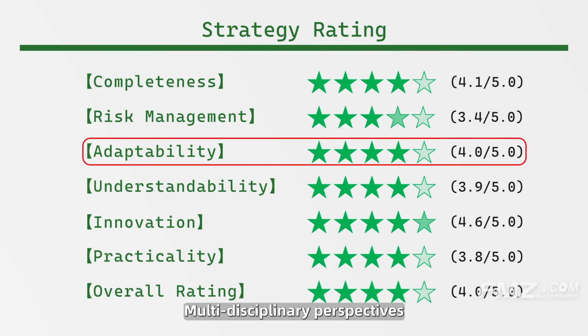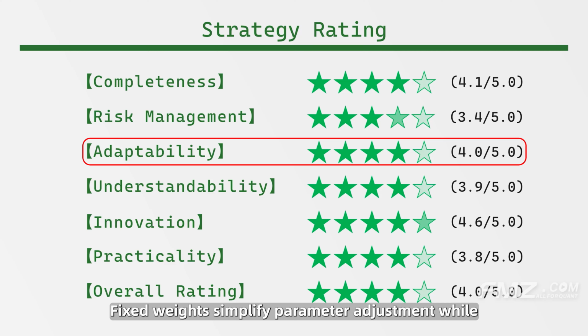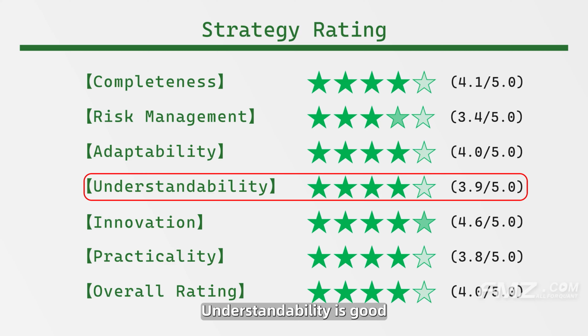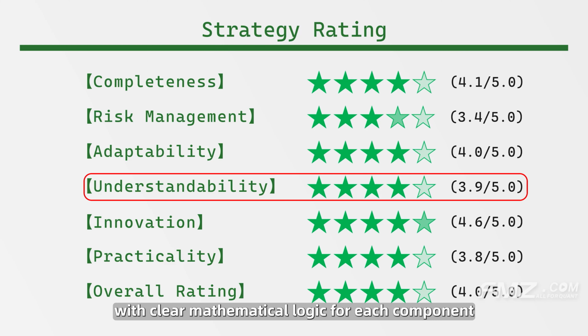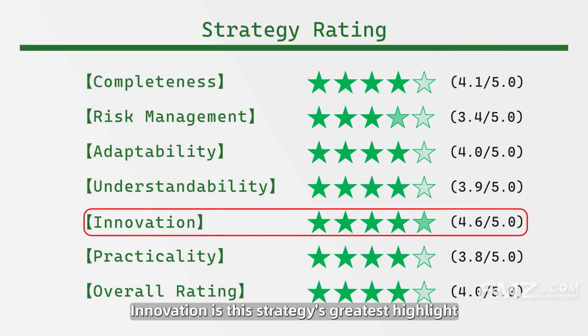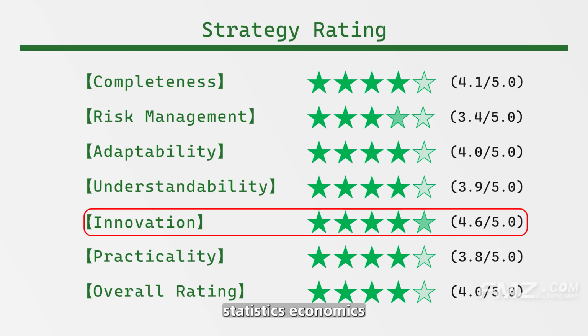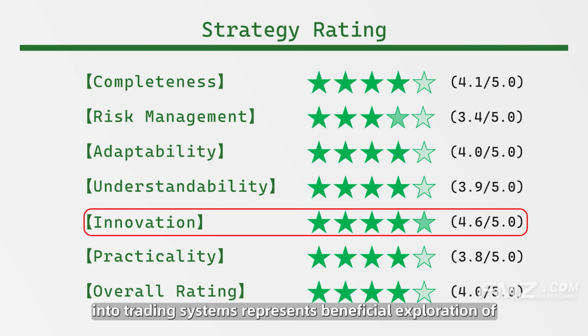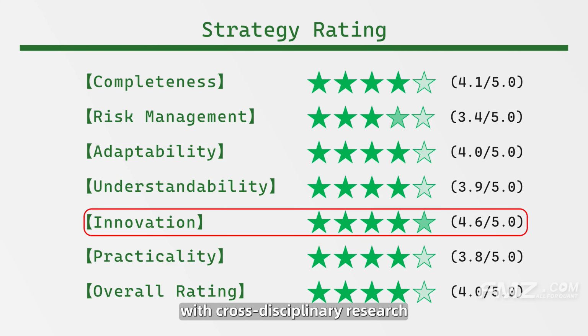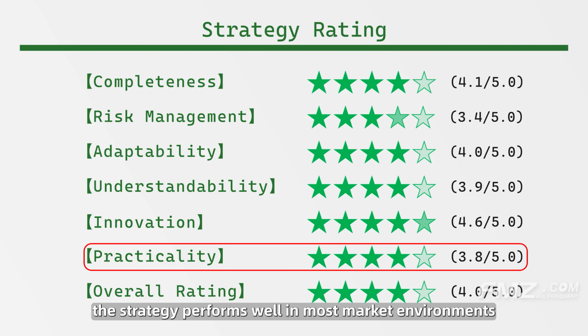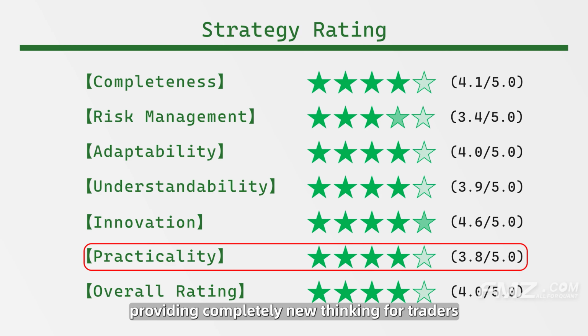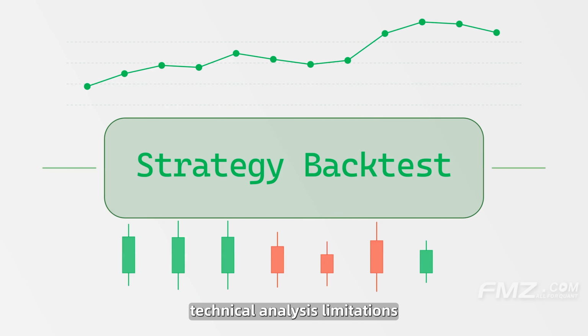Adaptability performs excellently. Multidisciplinary perspectives enable the strategy to handle complex and volatile market environments. Fixed weights simplify parameter adjustment while leaving room for future adaptive optimization. Understandability is good, with clear mathematical logic for each component. Cross-disciplinary concepts increase learning cost, but also enhance the strategy's theoretical depth. Innovation is this strategy's greatest highlight. Integrating core concepts from physics, statistics, economics, and chaos theory into trading systems represents beneficial exploration of combining quantitative trading with cross-disciplinary research. Regarding practicality, the strategy performs well in most market environments, especially showing clear advantages in moderate volatility trending markets. This strategy demonstrates the innovative potential of quantitative trading, providing completely new thinking for traders seeking to break through traditional technical analysis limitations.